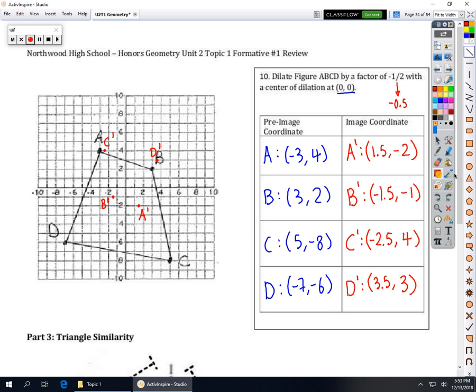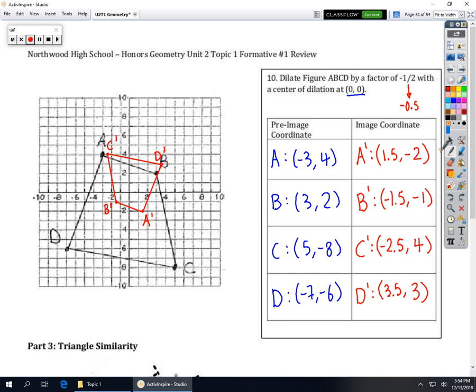Again, connect these. And as we can see, it's the same shape, it's just half the size, at least in terms of the sides. And it's facing the other way. It's been flipped. So easiest way, use your points.